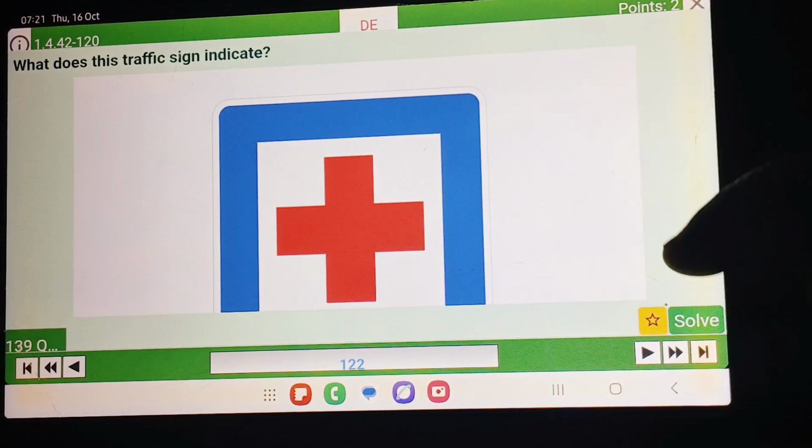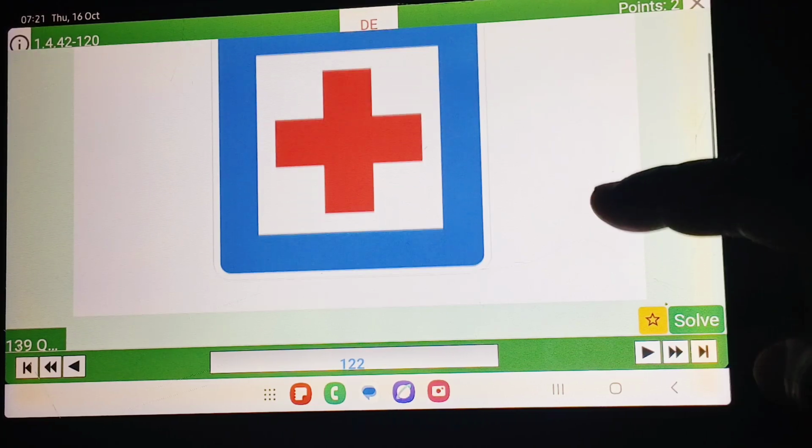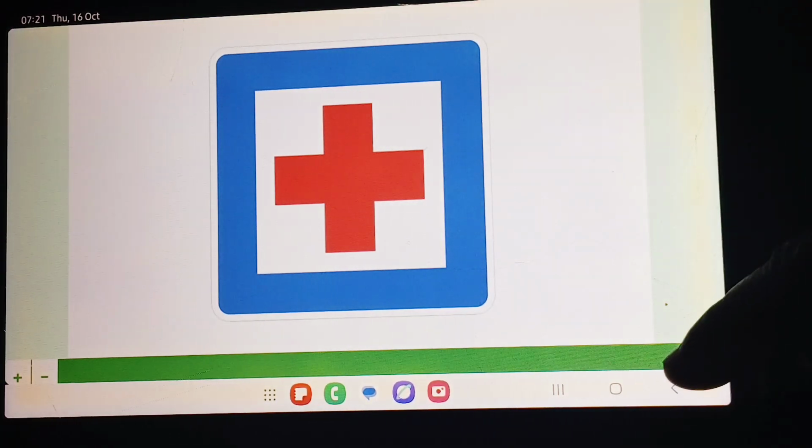What does this traffic sign indicate? This is first aid.